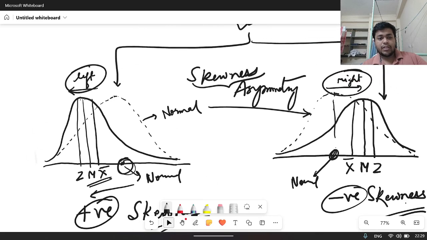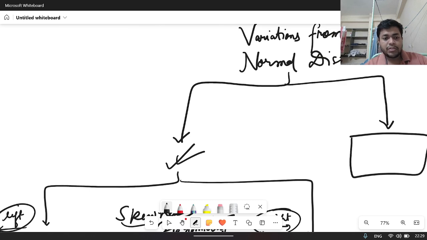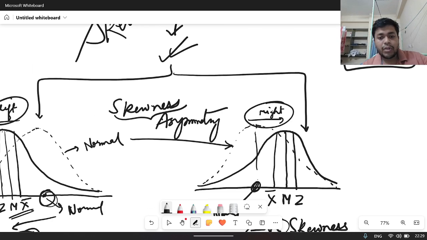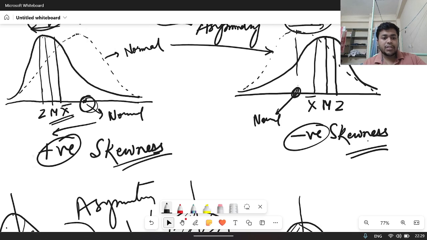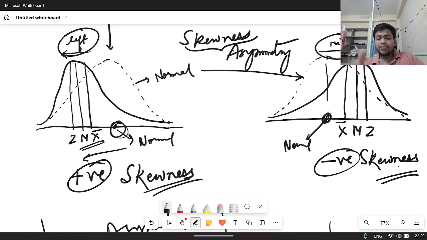Okay, so that's why this is the first term, variation from normal distribution. First is skewness. So what happens in positive skewness? In positive skewness, the central tendency shifts towards the left. In negative skewness, the central tendency shifts towards the right. If it shifts towards the left, the graph will be from the left side. If it shifts towards the right, the graph will be from the right side.